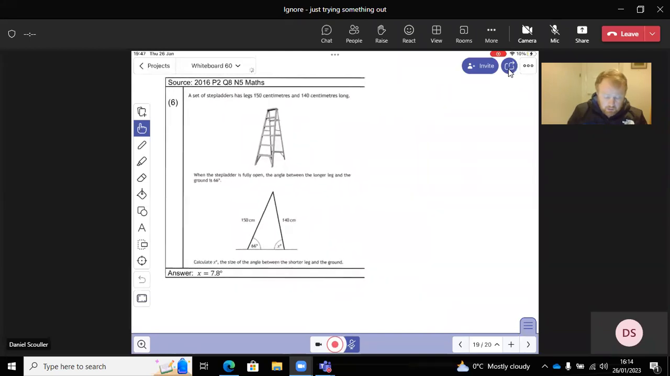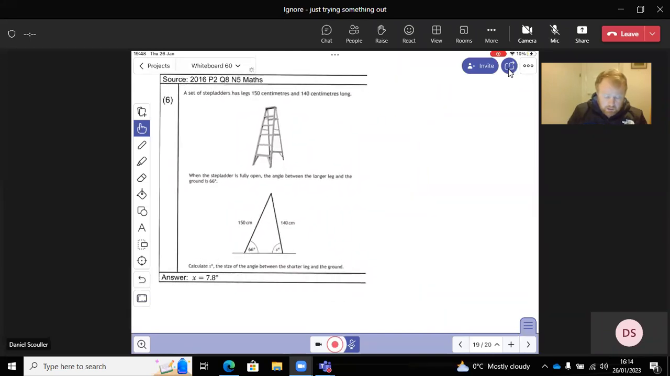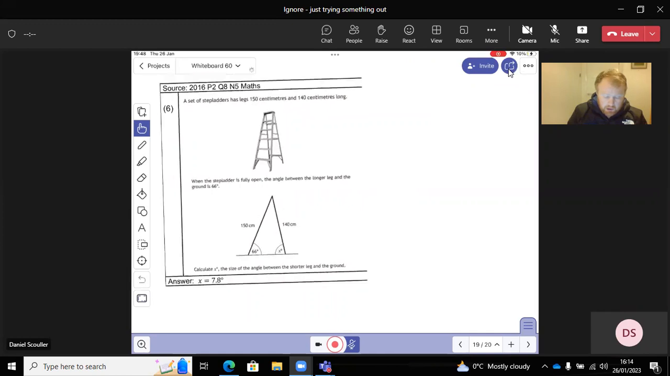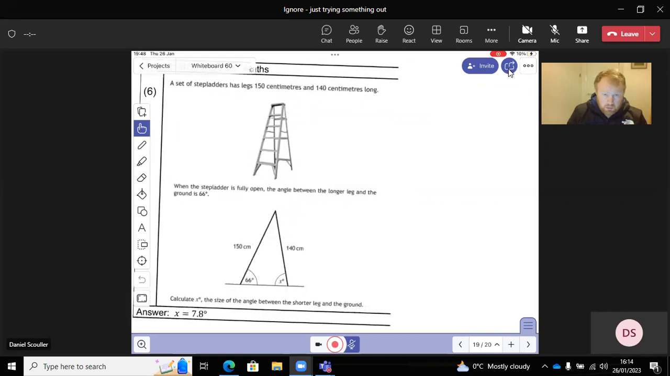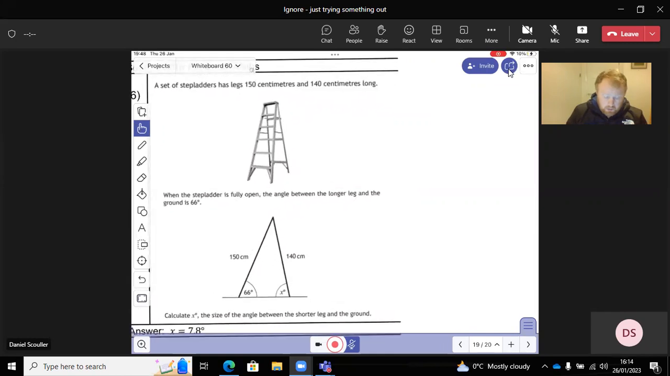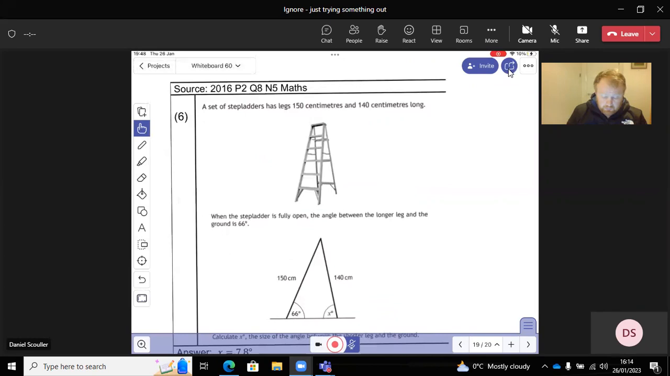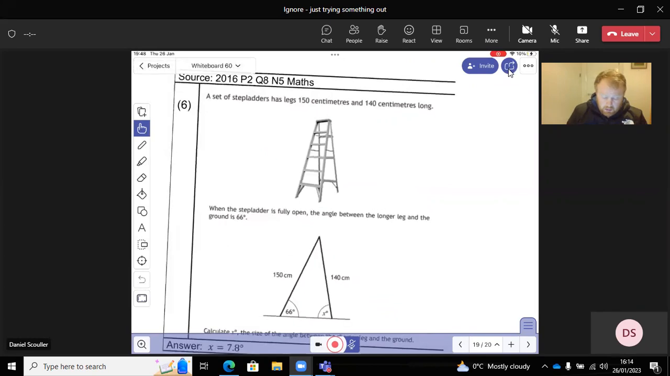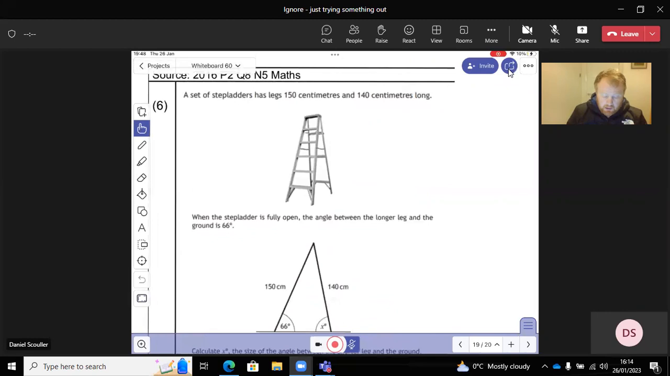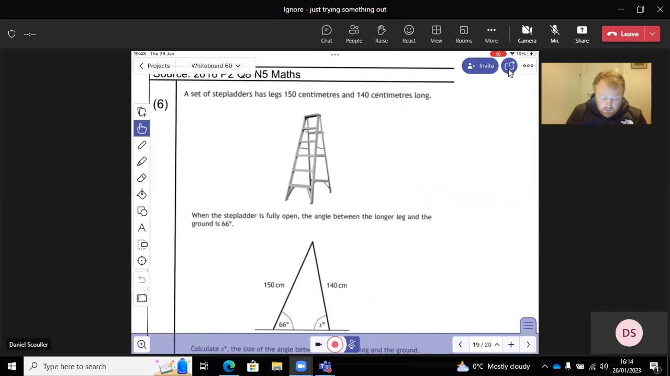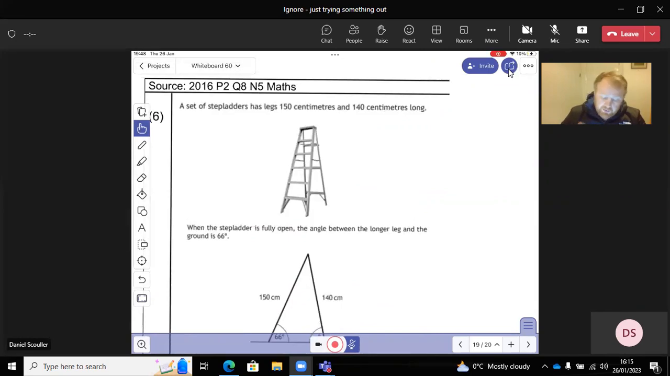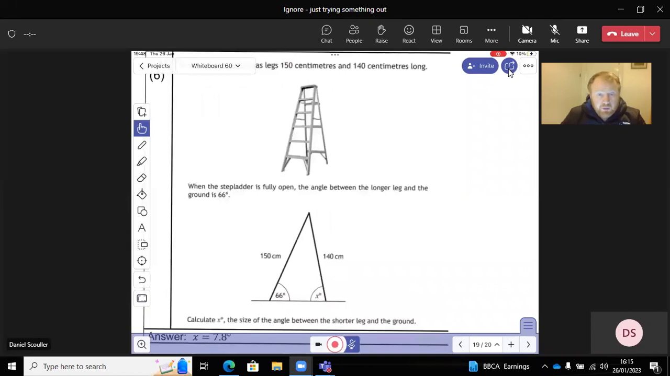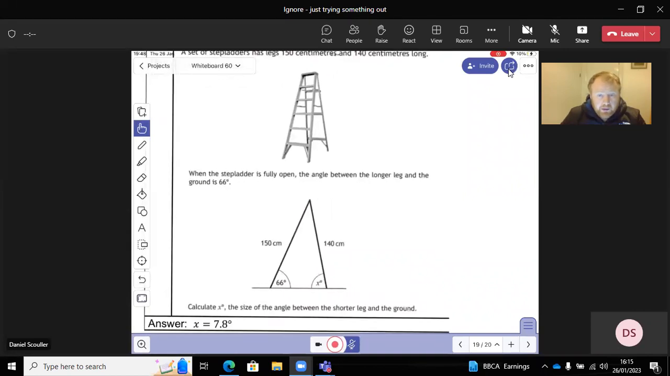Let's have a wee look at this one then. This is 2016 paper 2 question 8. You don't need to sketch it out, we'll just read through it. See what we've got. A set of step ladders, so a nice wee story for us. The set of step ladders has legs 150 and 140 long. They've drawn that out for us in a better illustration.